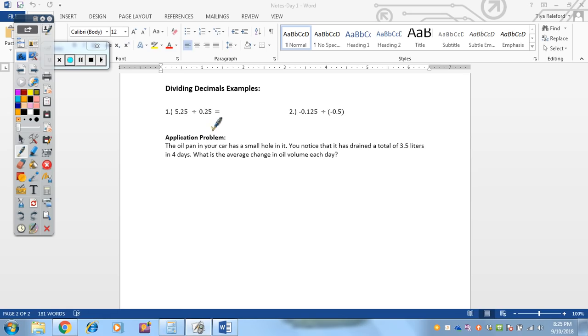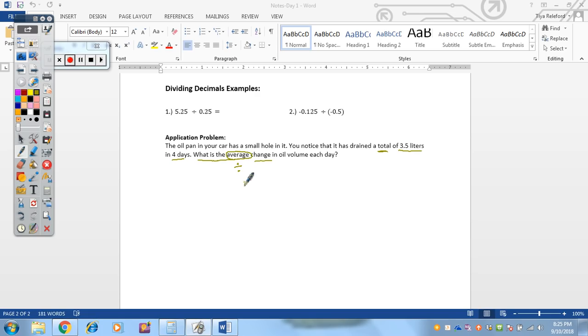All right, one more problem together and then you're on your own. The oil pan in your car has a small hole in it. You notice that it has drained a total of 3.5 liters. Total might be important. In 4 days. What is the average change in oil volume each day?